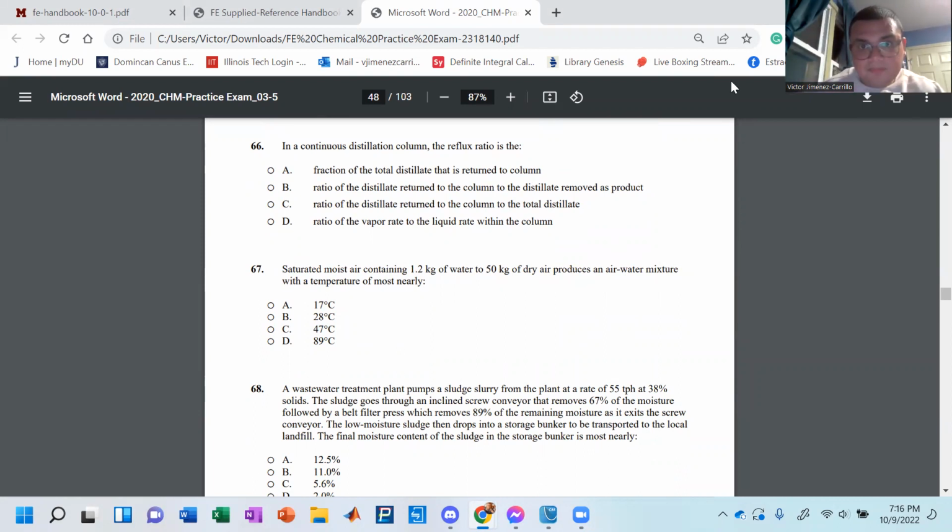In other words, if you want to see it mathematically written, the reflux ratio, which I'll just call RD, is equal to L divided by D. In other words, it's equal to the vapor minus the distillate divided by the total distillate, which is literally described in B.